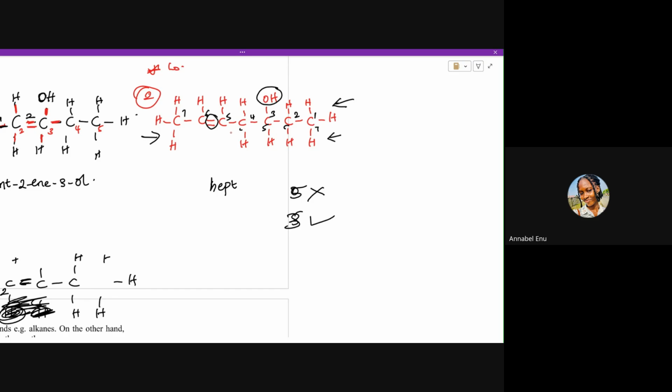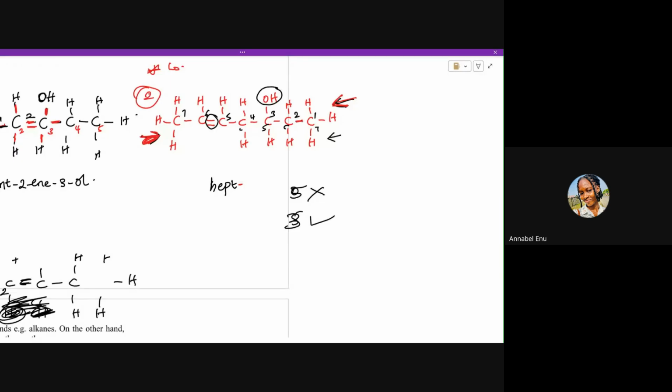We will not come and say, oh, because the double bond is number 2 from this side, we will now come here again and be counting from here. No. Since we've started counting from this right side, we'll stick to that place. So from here, this will be hept. The double bond is in what position?